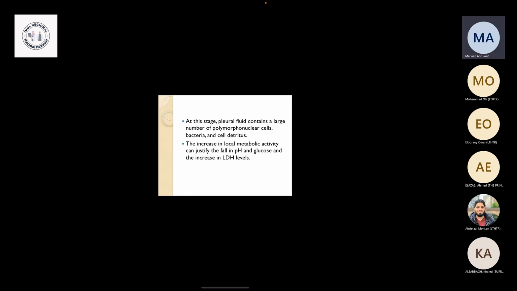At this stage, pleural fluid has a large number of neutrophils, polymorphonuclear cells, and in the cytological analysis of the effusion, it will be neutrophilic, so it will be exudate and more neutrophilic than lymphocytic. Bacteria and cell debris, and the increase in local metabolic activity, can justify why the pH in this stage is less than 7.2, why the glucose is low, and why the LDH level is very high.